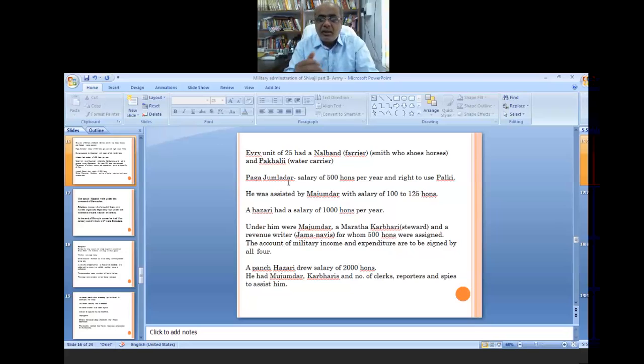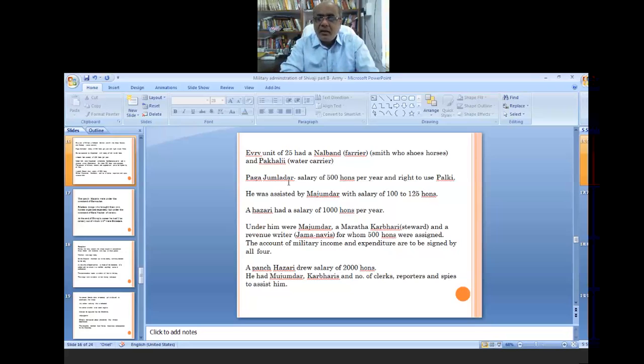And above that, the Hazari was paid a salary of 1,000 hons per year. He was also assisted by a Muzumdar and a Maratha Karvari. He would be assisted by the Karvari, a steward, and also a revenue writer called Jamanavis. So the Hazari had quite a big establishment, and for people like the Muzumdar of the Hazari, the Karvari and the Jamanavis, 500 hons were separately assigned.